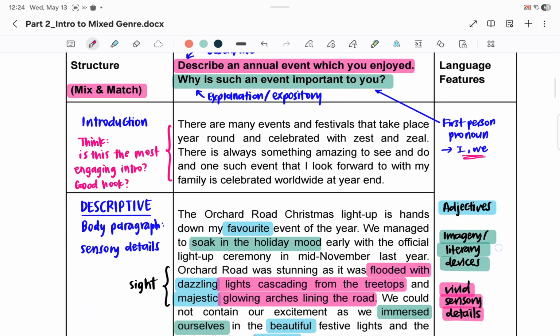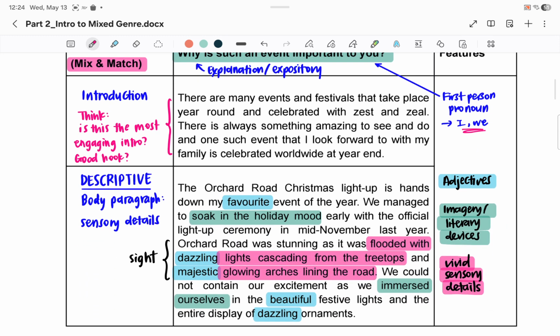So we do have the first part, which is the introduction. Okay, and following that, you will see that the first body paragraph is a descriptive paragraph. So in order for you to make sure that you describe the place sufficiently, you give the audience enough sensory details, enough imagery, enough vivid description for me to picture it in my mind's eye. Alright, so this can be how you break down the paragraph. You can copy this part over here.